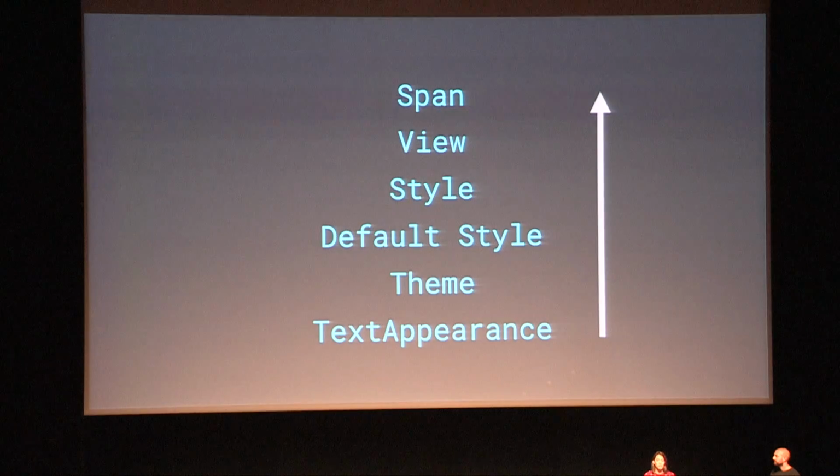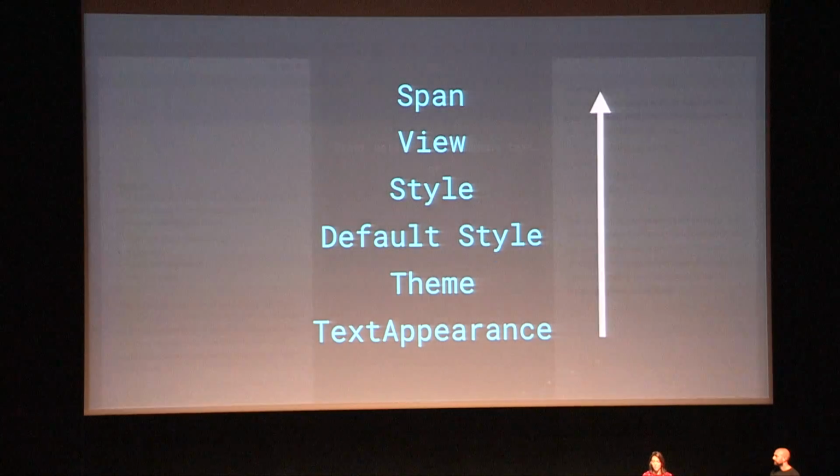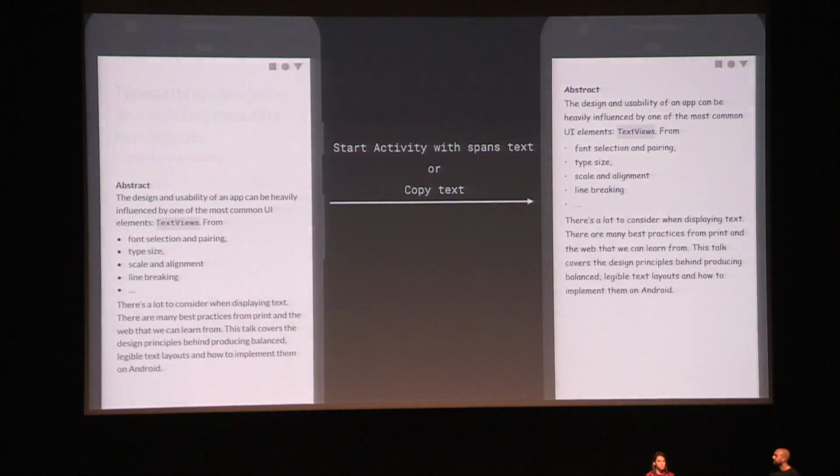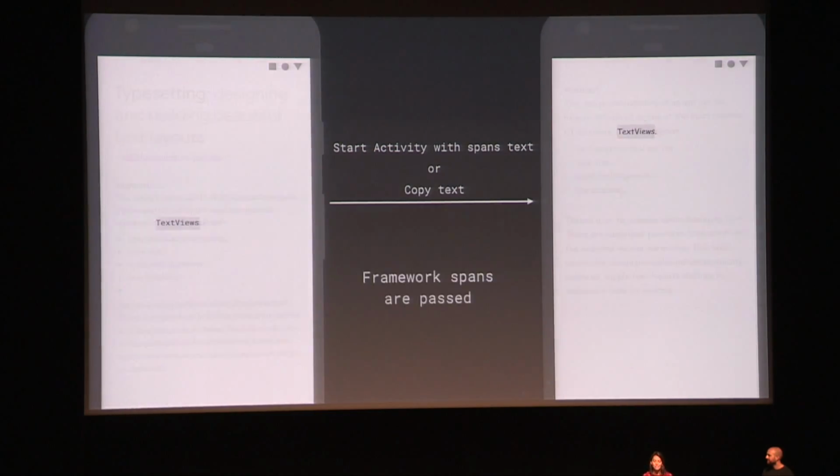So this means that whatever styles you're setting for your own text views, even if it's a comic font, the span will be set on top of this. There's another thing to remember: whenever you're passing spans like this, independent of whether it's via an intent or by copying, only framework spans are passed. So this means that I'm losing all of those custom properties or custom spans that I've built, and I end up with a text view that also has a comic font.